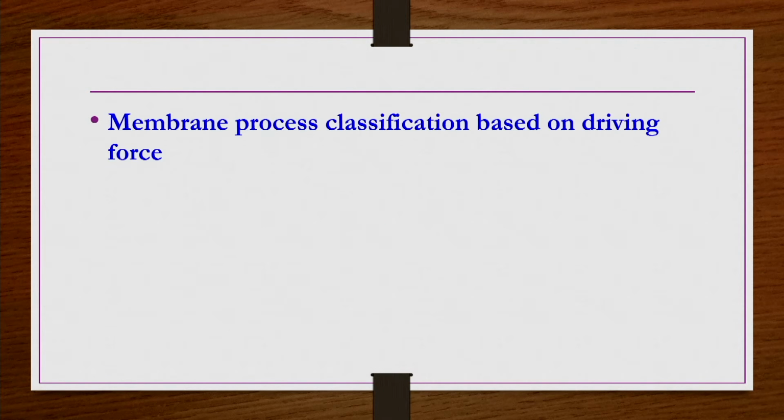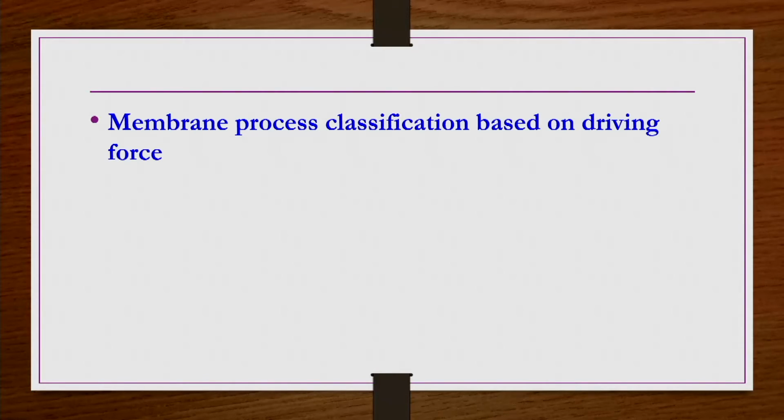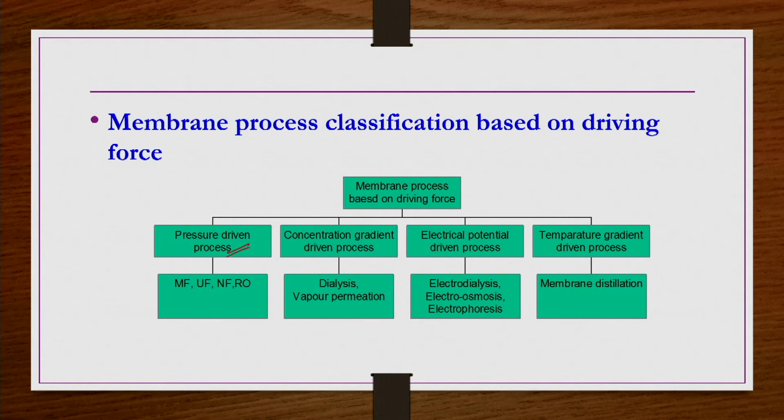Then, membrane processes classification based on the driving force. As we have seen, the separation occurs based on the type of driving force applied. So, when a particular type of driving force is applied, the membrane processes may be designated or named as certain types of membrane processes. Based on the driving forces, how we can classify these membrane processes, that we are going to see now. Let us say pressure is the driving force for the separation to occur through this semi-permeable membrane. Then we have microfiltration, ultrafiltration, nanofiltration and reverse osmosis coming into this category.